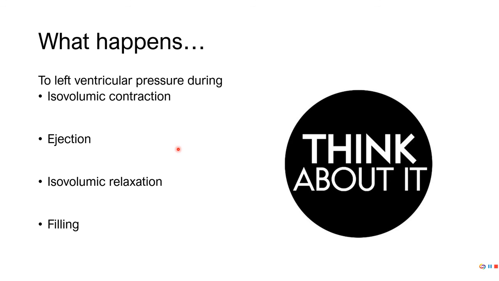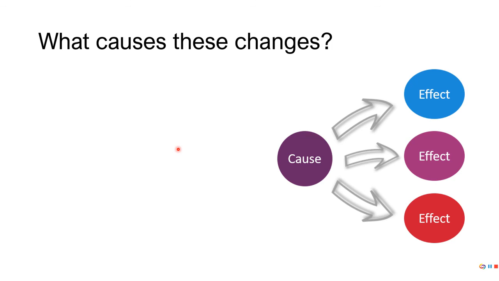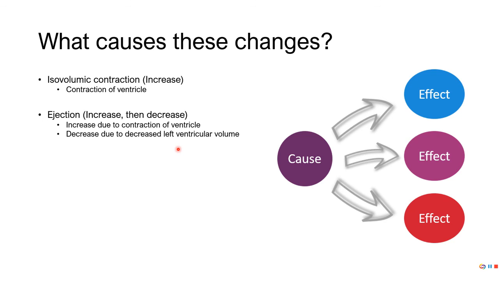Okay, so during isovolumic contraction, pressure increases. During ejection, it increases, then it decreases. Relaxation, it decreases, and filling, it increases. Okay, so now what I want you to think about, well, what's causing these changes? Okay, the increased pressure during isovolumic contraction is the ventricles contracting. During ejection, the initial increase is due to contraction of the ventricle. The decrease is due to the decreased blood volume in the left ventricle.